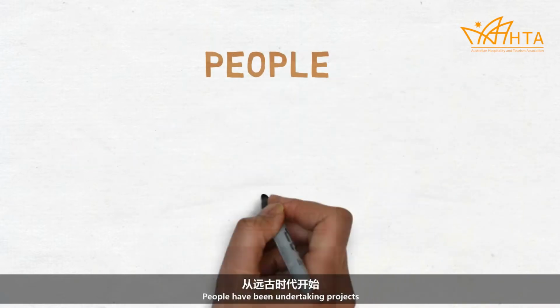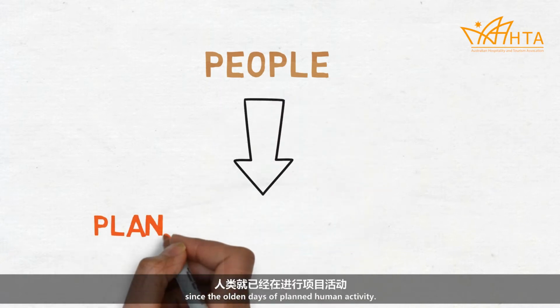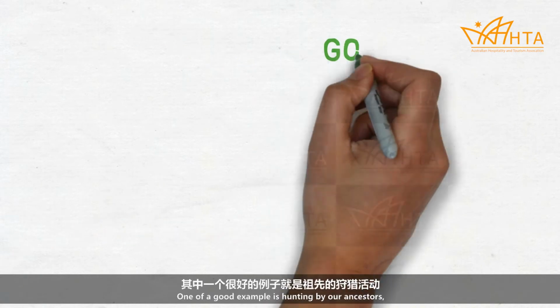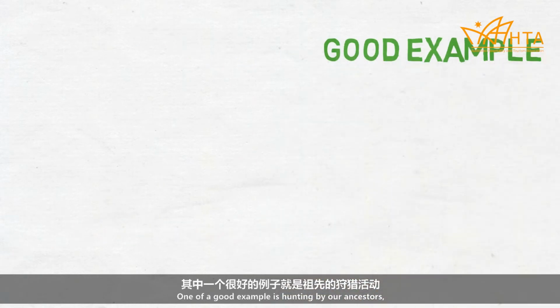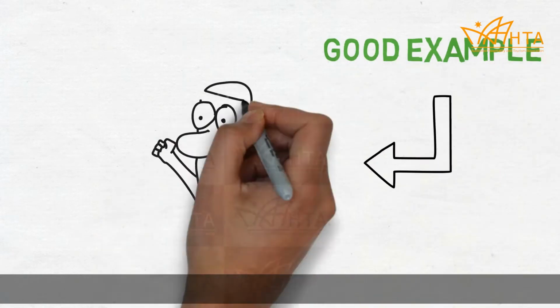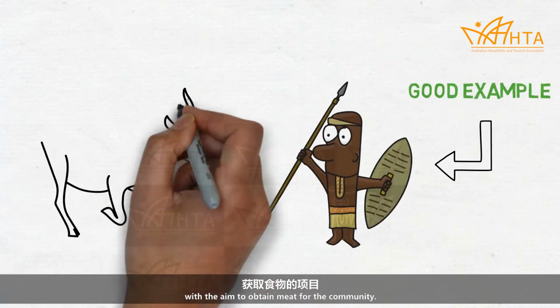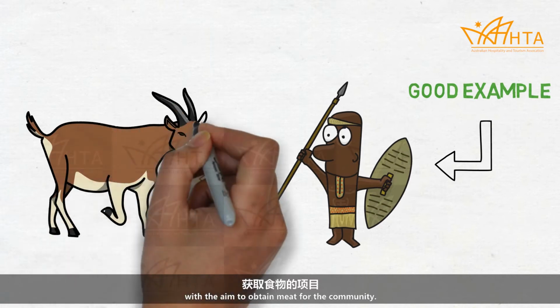People have been undertaking projects since the olden days of planned human activity. One of the good examples is hunting by our ancestors. The hunting events were projects with the aim to obtain meat for the community.